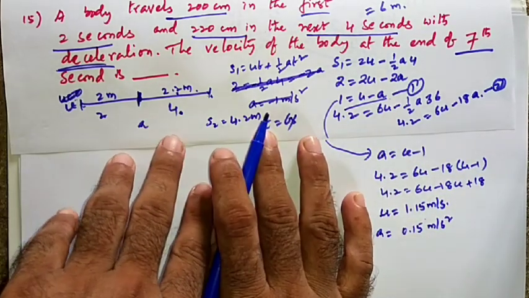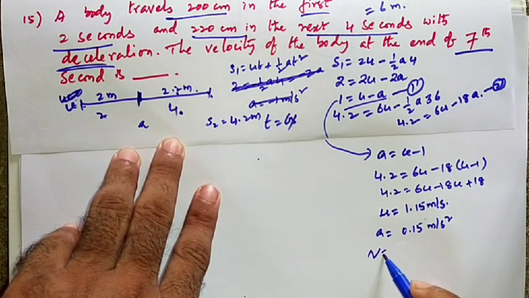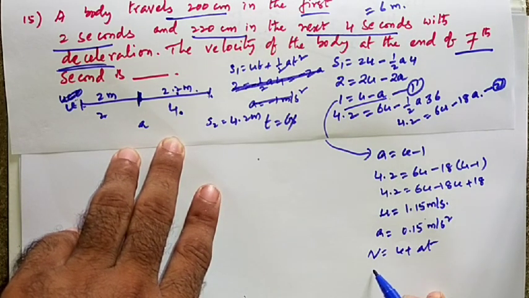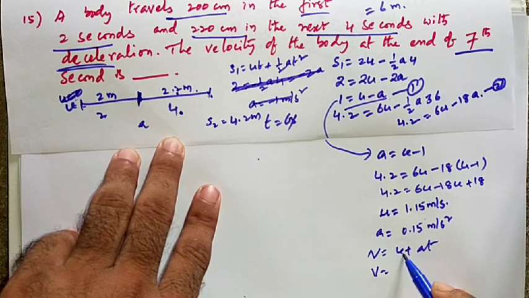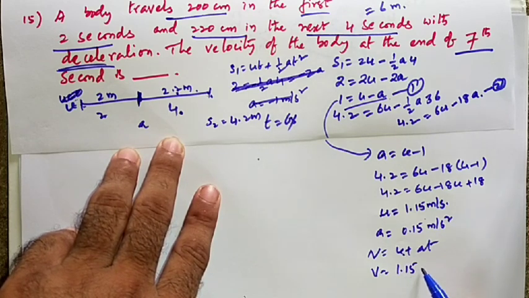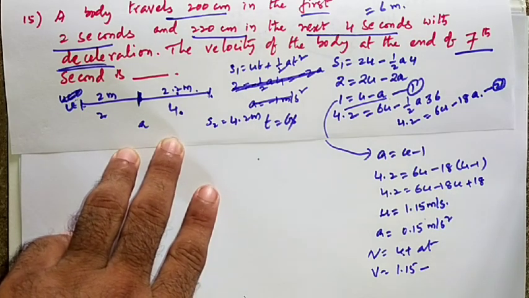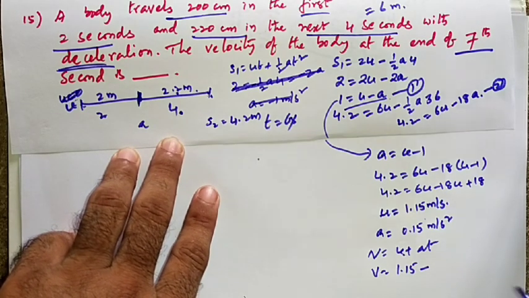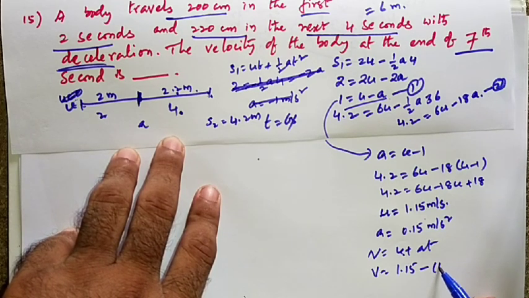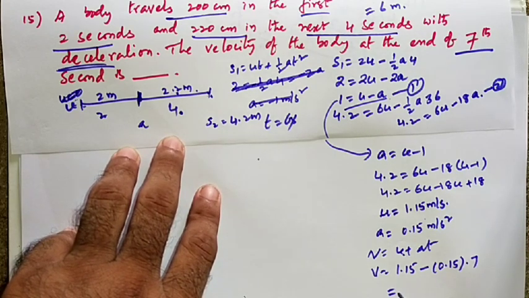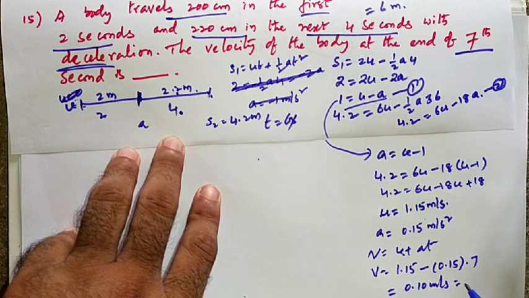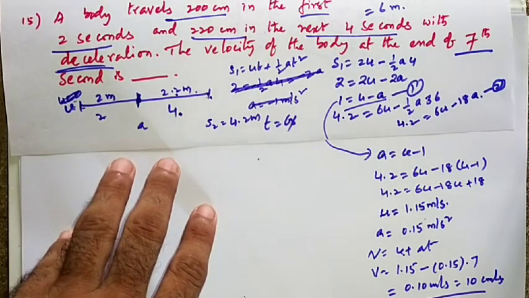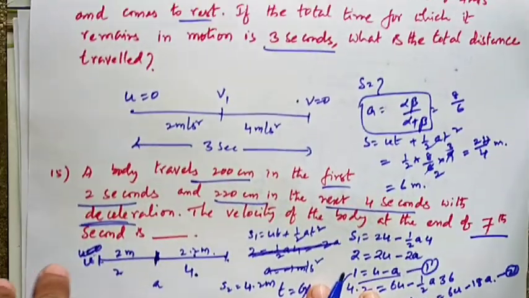Now we need to calculate the velocity at the 7th second. So v is equal to u plus at. At 7 seconds, v is equal to u, how much we got? 1.15. Minus the a value we got, what is the a value, Nana? 0.15 into t, 7. So you simplify this, then you will be getting 0.10 meters per second, or it can be written as 10 centimeters per second. This is the velocity of the body after 7 seconds. In this way you have to solve the problem.